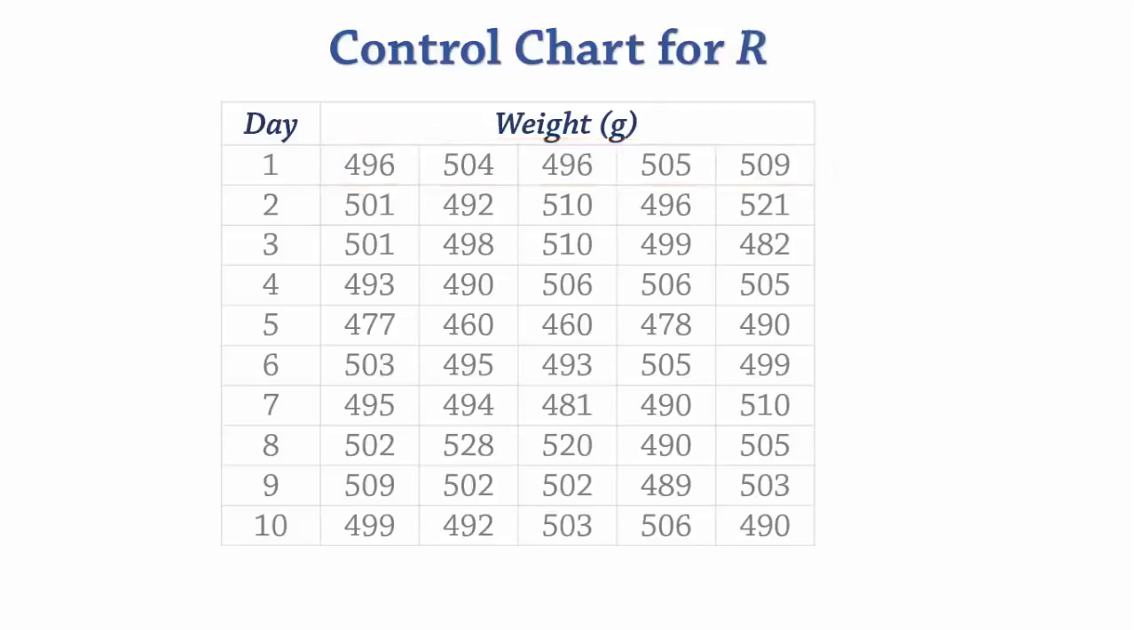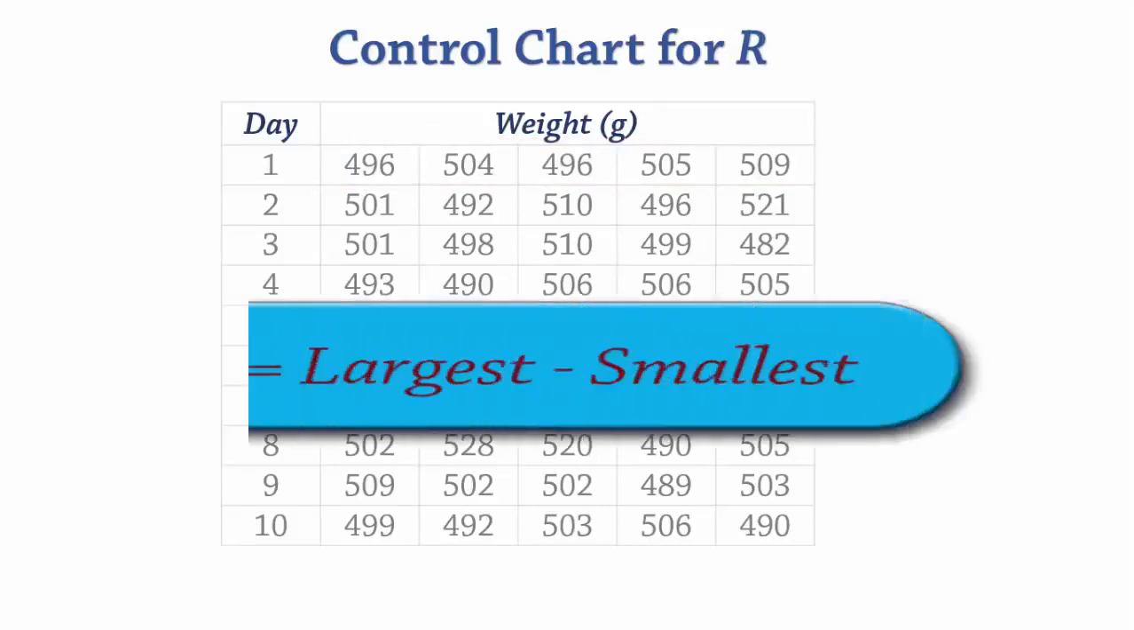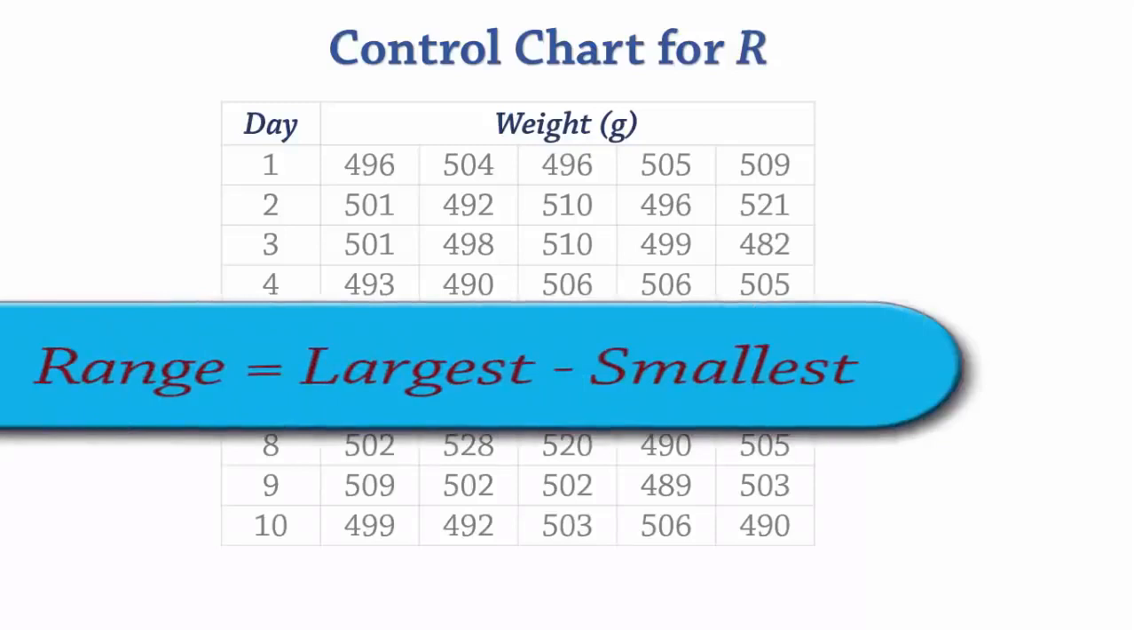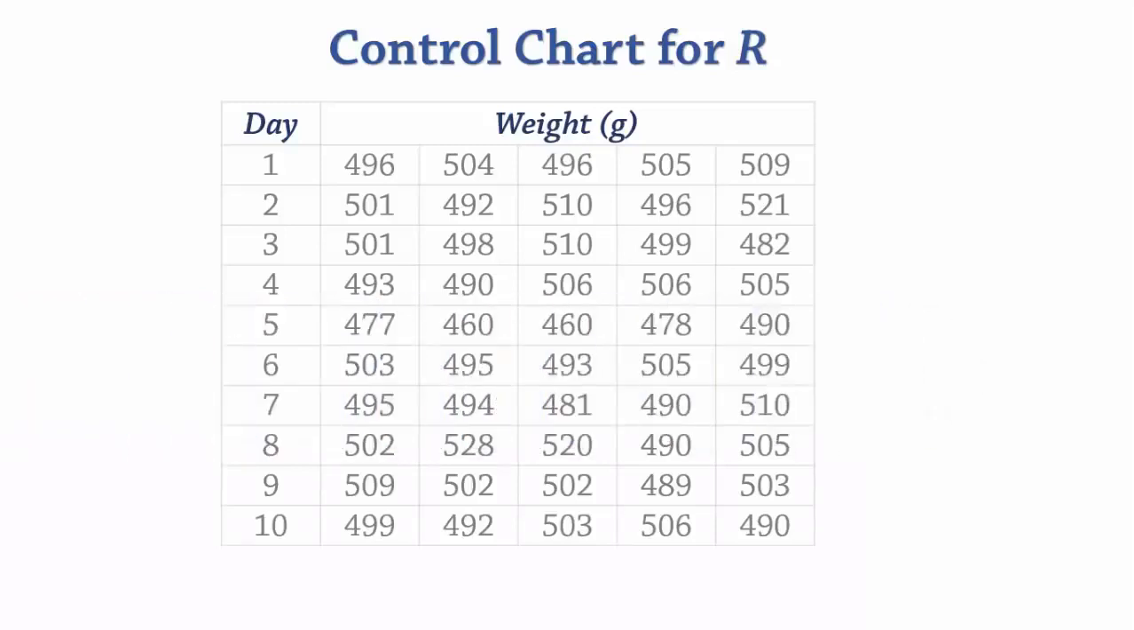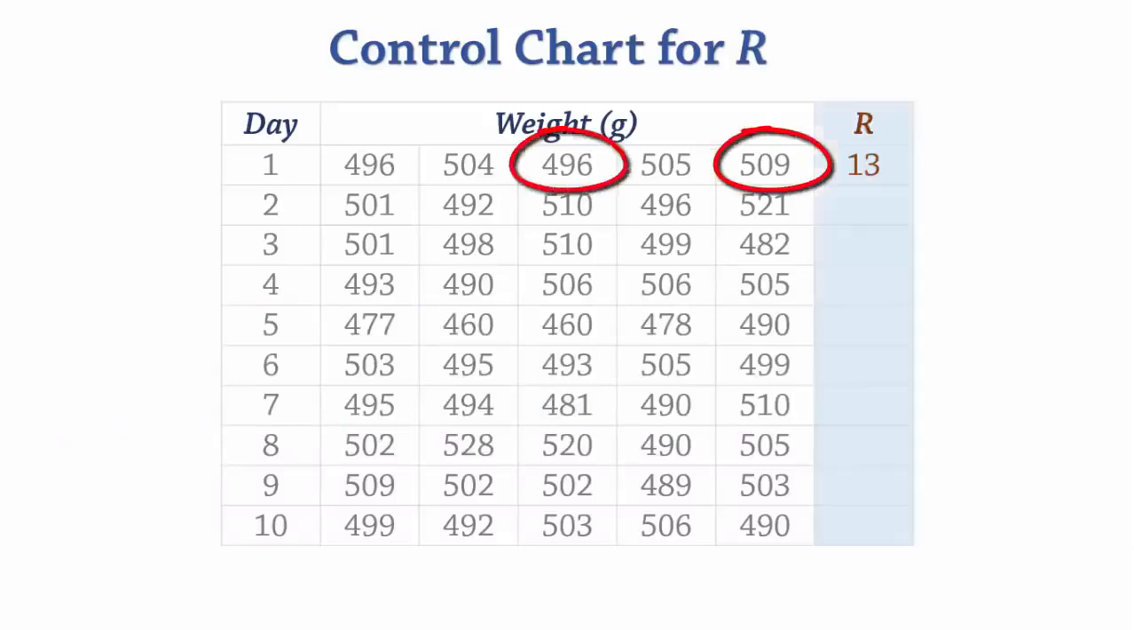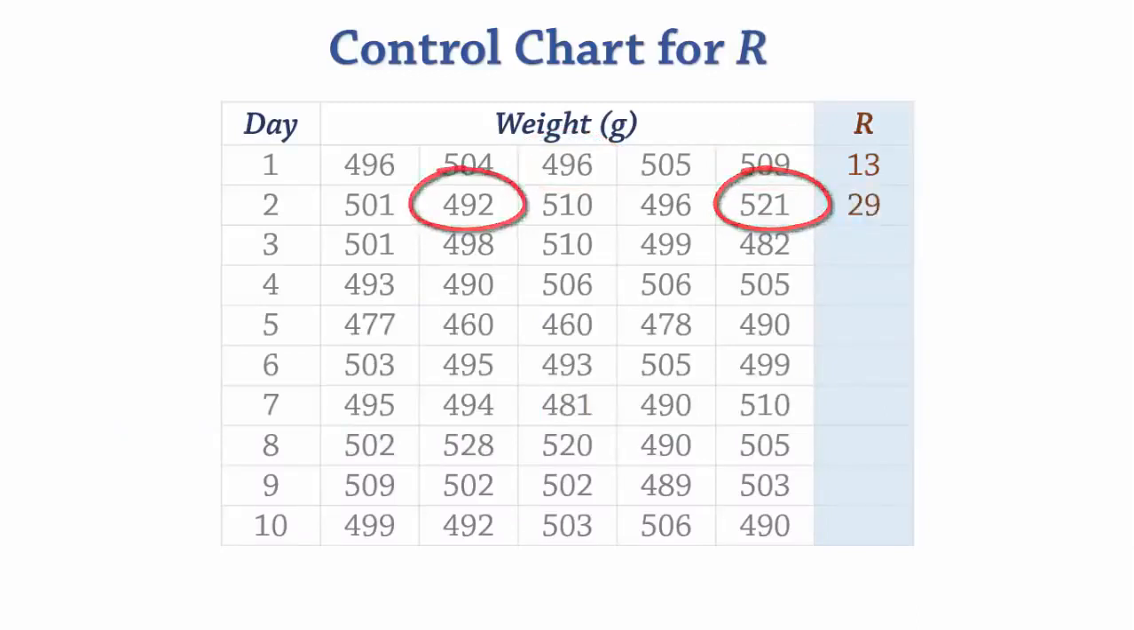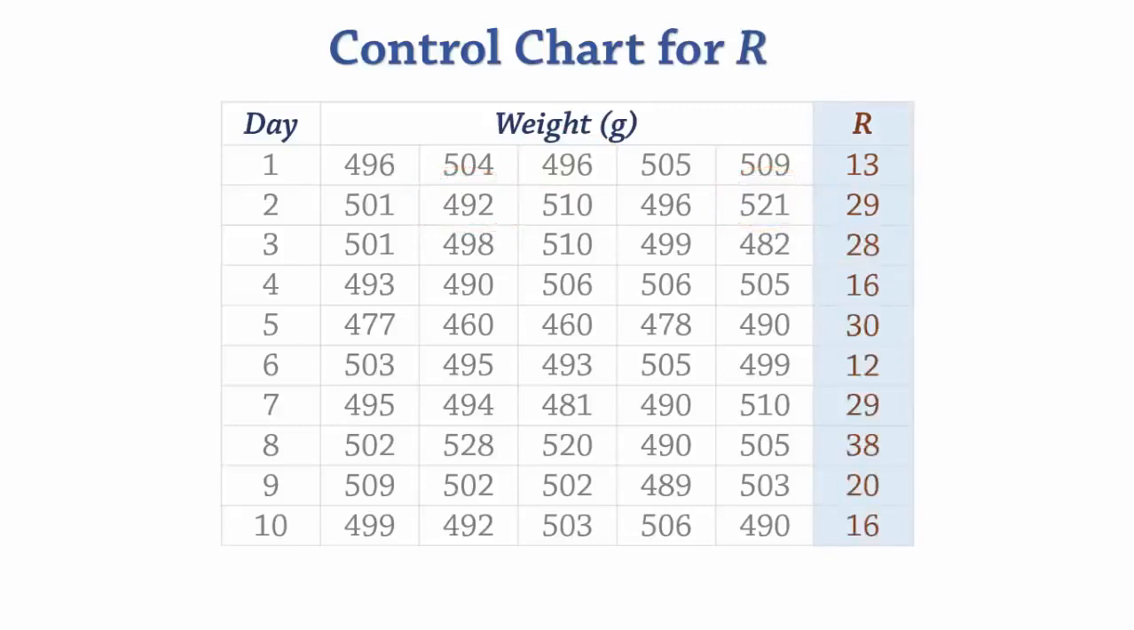The R chart is used to monitor sample ranges, and it does provide us with some information about the process variability. The range is the numerical difference between the largest and smallest value in a sample. Therefore, the range for the first sample is 509 minus 496, which gives 13. For the second sample, the range is 521 minus 492, which gives 29. Continuing in that fashion, we have the ranges for all samples.